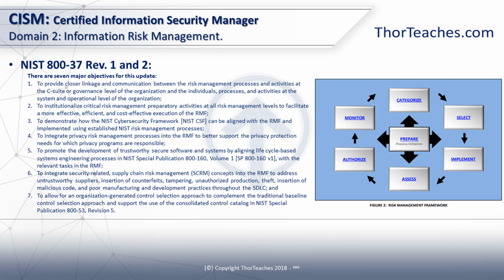Then we also align with NIST Special Publication 800-160, where we develop trustworthy secure software and systems by aligning the entire lifecycle of the systems with the engineering processes in that publication. Then it touches on supply chain risk management, which I think you need to understand it's there, but not really any more than that. And then it allows our organization to implement controls that would benefit us as well to complement the traditional baseline, and it integrates a little more with NIST 800-53.